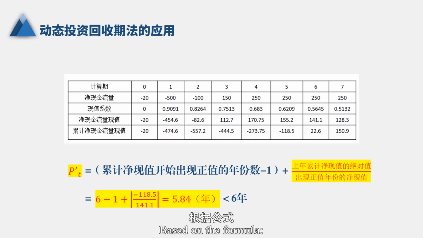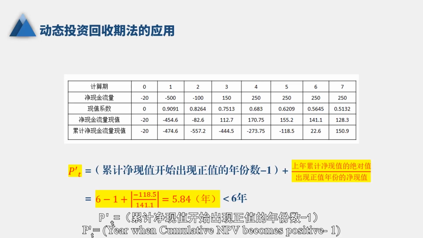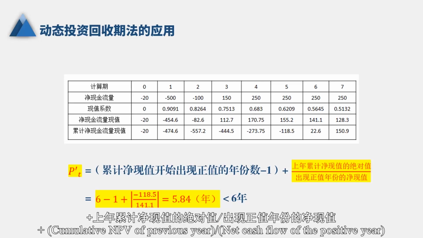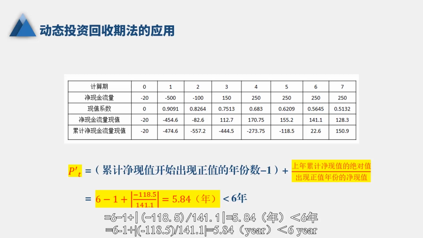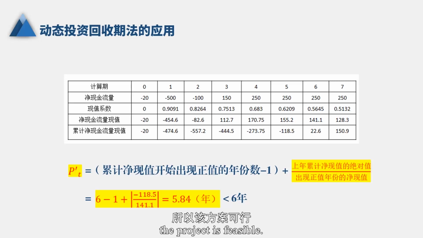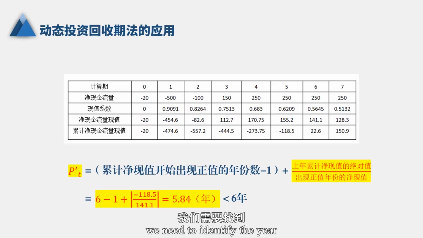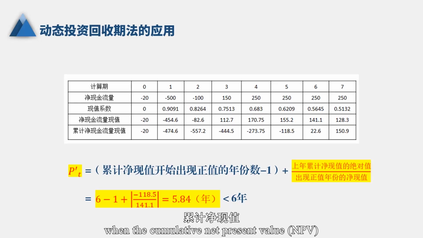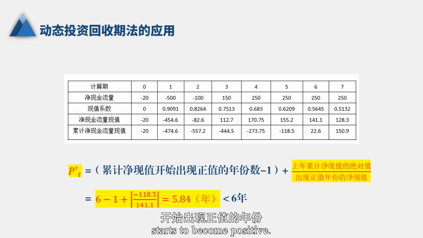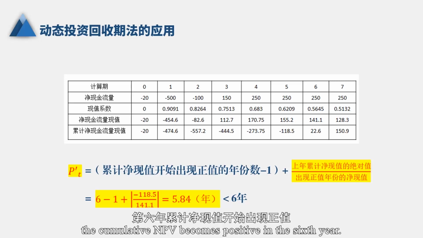Based on the formula, P_t equals the year when cumulative NPV becomes positive, minus 1, plus the absolute value of the cumulative NPV of the previous year divided by the net cash flow of the positive year, which equals 5.84 years. The project is feasible. Based on the formula for calculating the dynamic investment payback period, we need to identify the year when the cumulative net present value NPV starts to become positive. In this case, the cumulative NPV becomes positive in the 6th year.